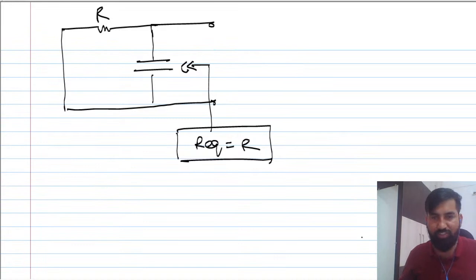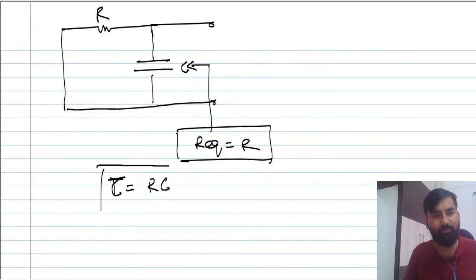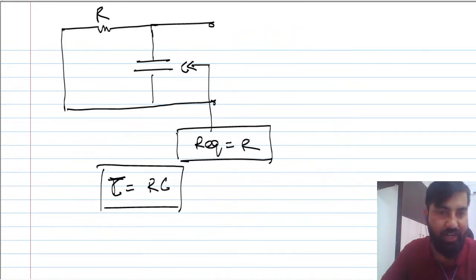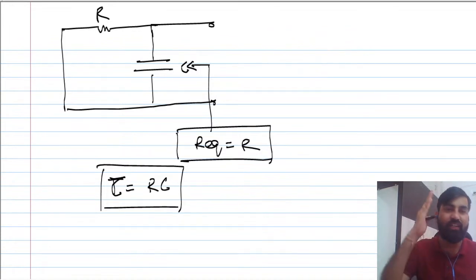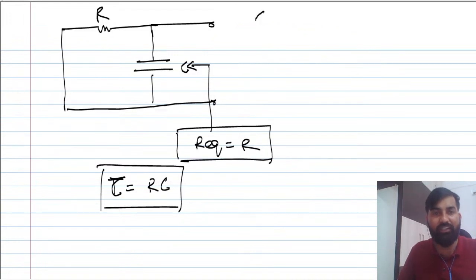So R is here, and the capacitor is C here. The time constant of the circuit, tau, is going to be R times C. Simple. This is the standard RC circuit, right, guys? This is an RC circuit, or you can say a single time constant circuit. We sometimes call it a single time constant circuit.